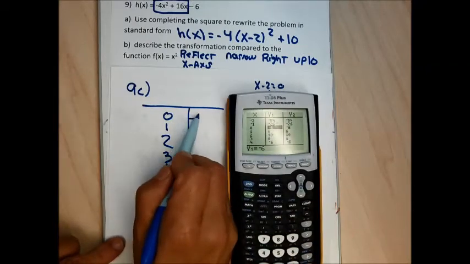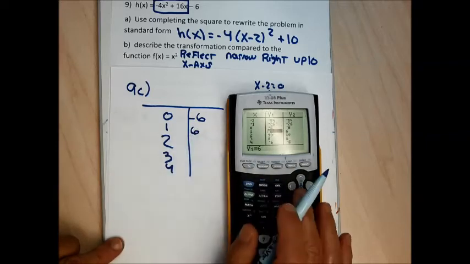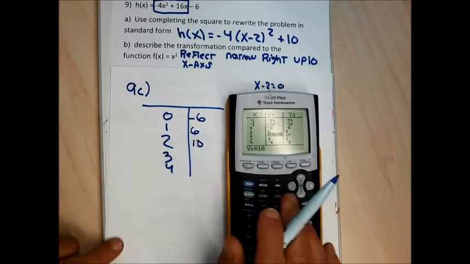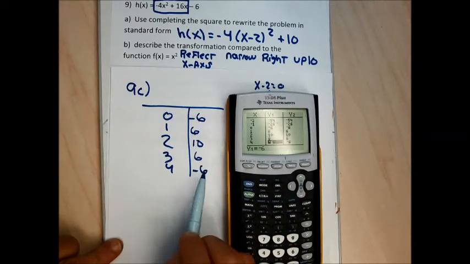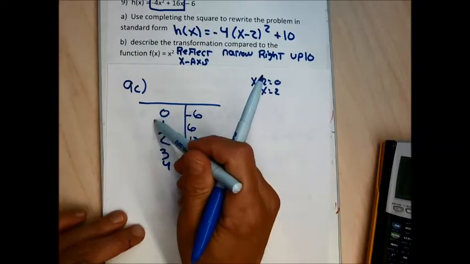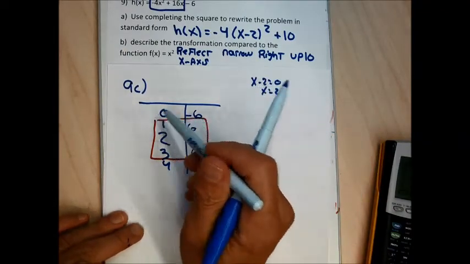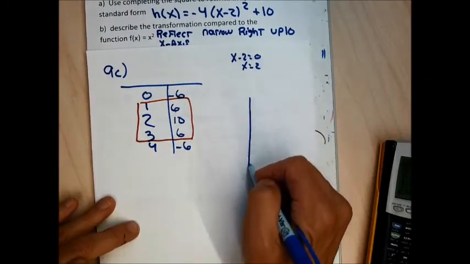Next to 0, I see negative 6. Next to 1, I see positive 6. Next to 2, I see 10. Next to 3, I see 6. Next to 4, I see negative 6. Feeling lazy, so I'm only going to plot these points. It's enough just to plot the vertex and 1 point on either side of the vertex. And I'll do that just to save a bit of time.